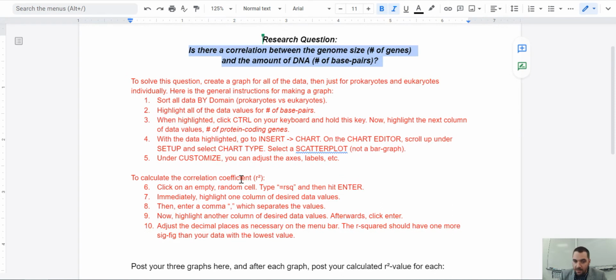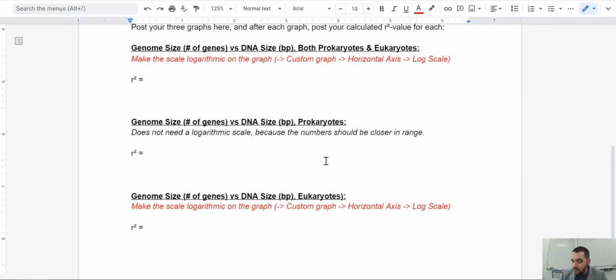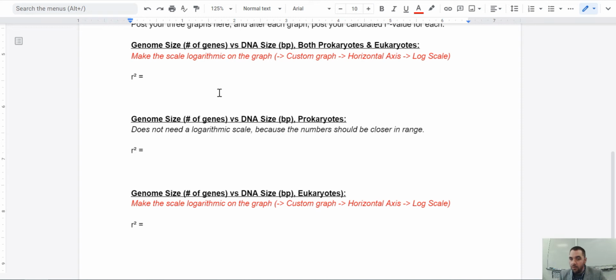You're going to need to calculate what's called a correlation coefficient to also determine this. So first, we're going to need to make some graphs. Then we're going to calculate the correlation coefficient. You will make three separate graphs. One of them is going to include prokaryotes and eukaryotes. One of them is just going to be on prokaryotes, and the other is going to be just on eukaryotes. Okay? That's pretty much it. And let me go ahead and get us started with that.